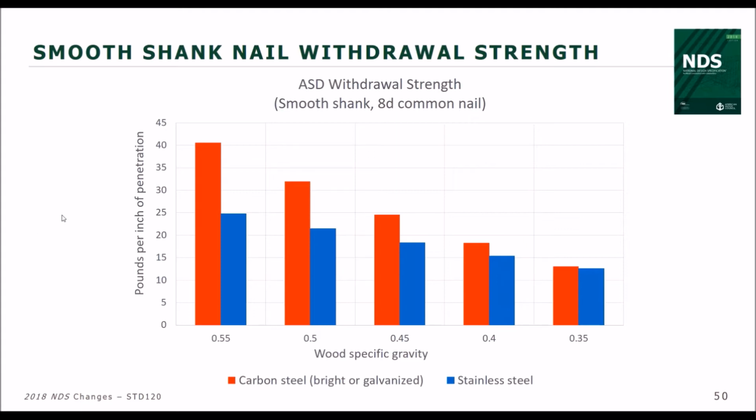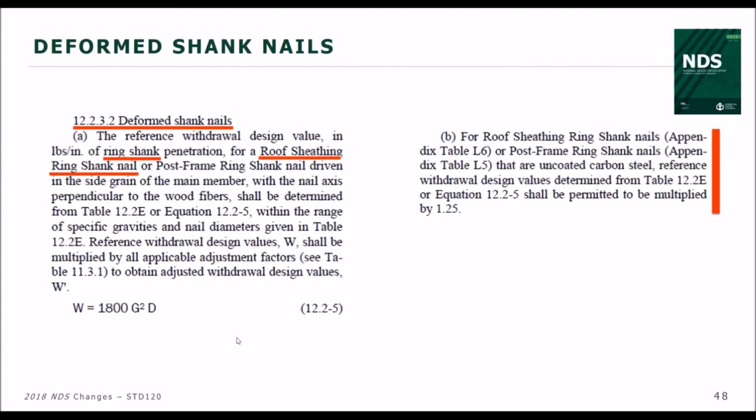These are ASD withdrawal strengths for 8-penny common nails. This is pretty indicative of the rest of the fasteners. The reduction you see for Southern Pine of G of 0.55 is pretty substantial for these stainless steel versus carbon steel bright or galvanized nails. So that's what necessitated the change in the NDS and development of that additional table to cover stainless steel withdrawal values.